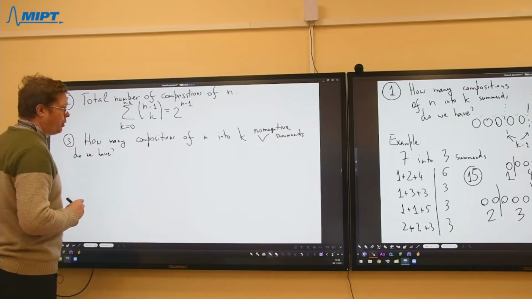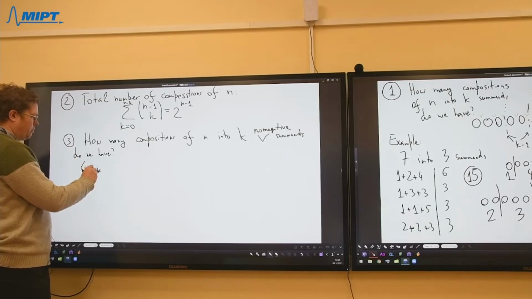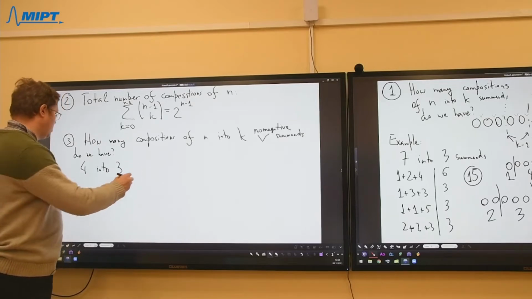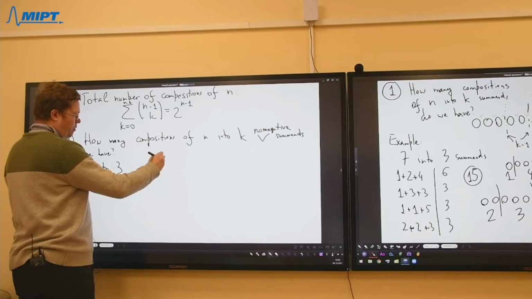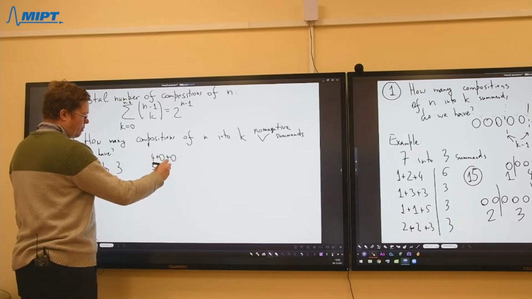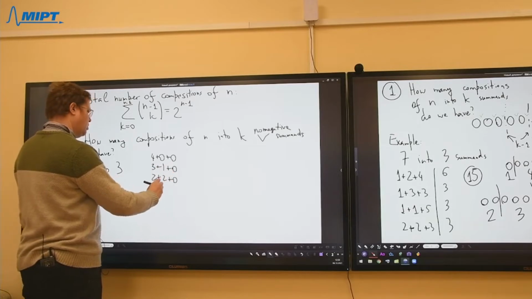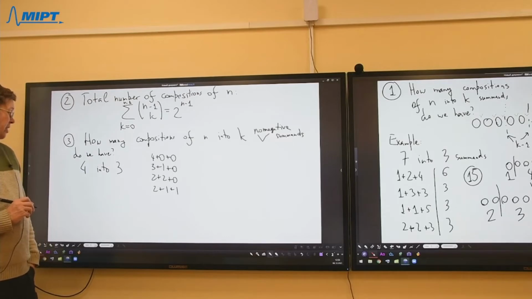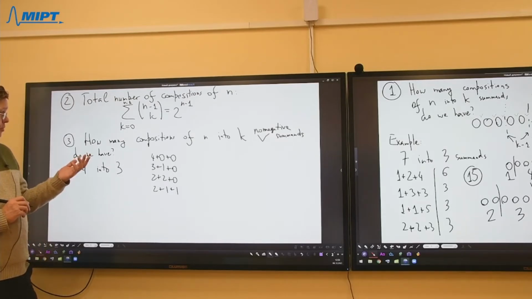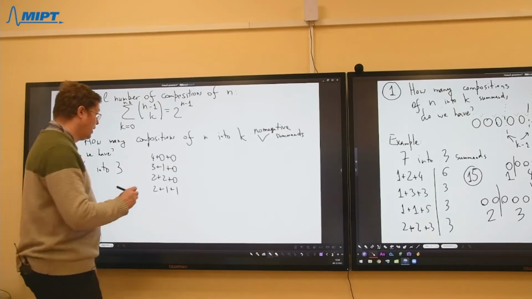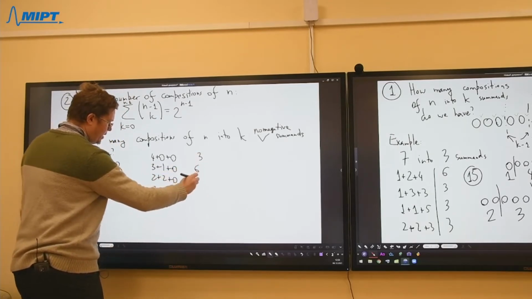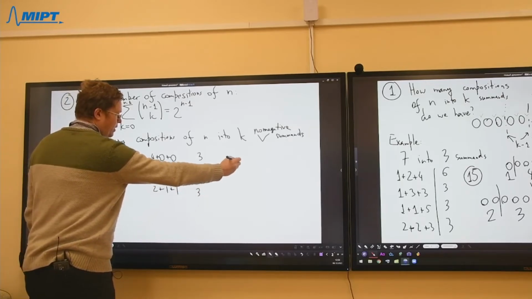So now, for example, if we have 4 into 3, then we can take 0 as a summand. So we can take 4 plus 0 plus 0. We can take 3 plus 1 plus 0, 2 plus 2 plus 0, 2 plus 1 plus 1. And I think that's all. If we have 4, we need to choose 0. If we have 3, we need to take 1 and 0. And we have 2 options for 2, 2 and 0 and 1, 1. Okay, so we have 3 compositions of this kind, 6 here, 3 here, and 3 here. And again, the answer is 15.